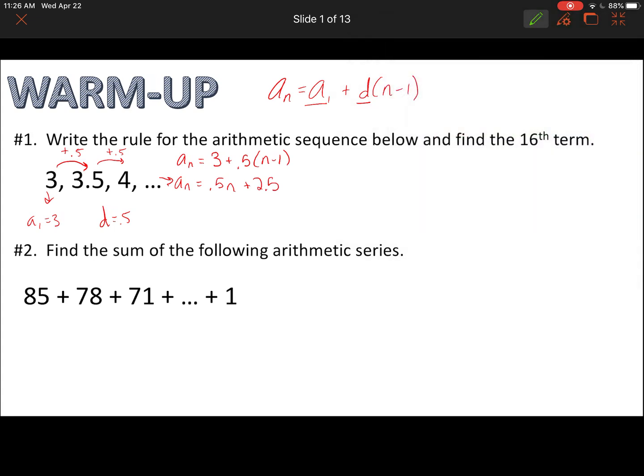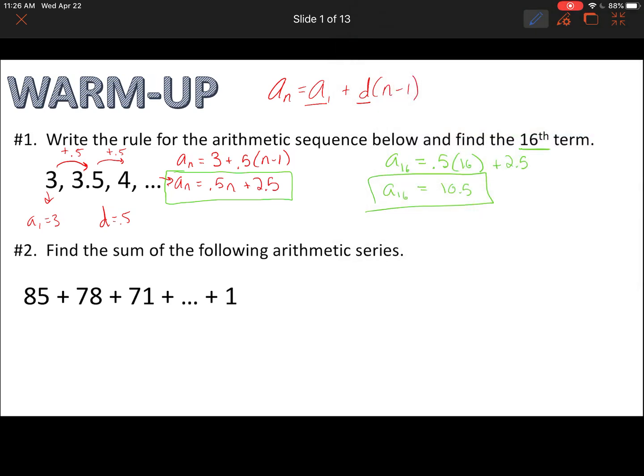All right, it also asked me to solve for the 16th term. So I'm going to use either one of these formulas. I'll use the simpler one to find the 16th term. So a sub 16 means the 16th term is 0.5 times the n value of 16, plus 2.5. 0.5 times 16 is 8. 8 plus 2.5 is 10.5. So that means that my 16th term is 10.5. So this is your explicit formula. Technically, the one above it is fine too. And this is the 16th term.